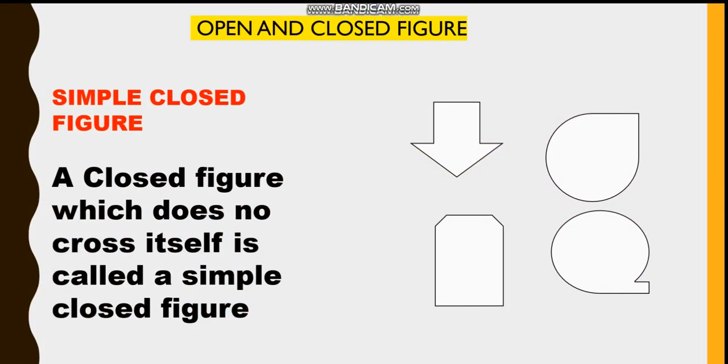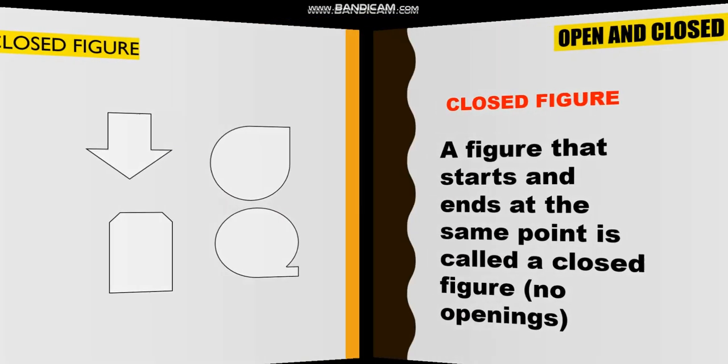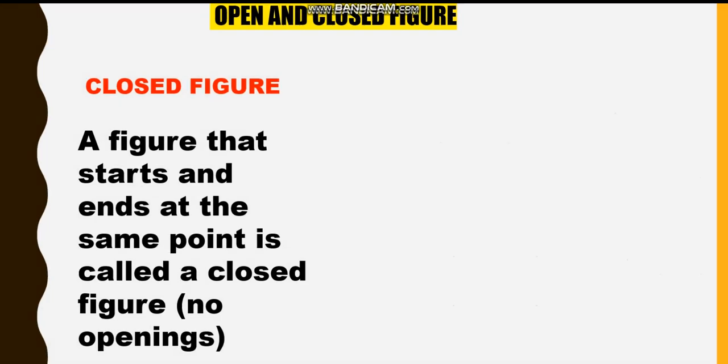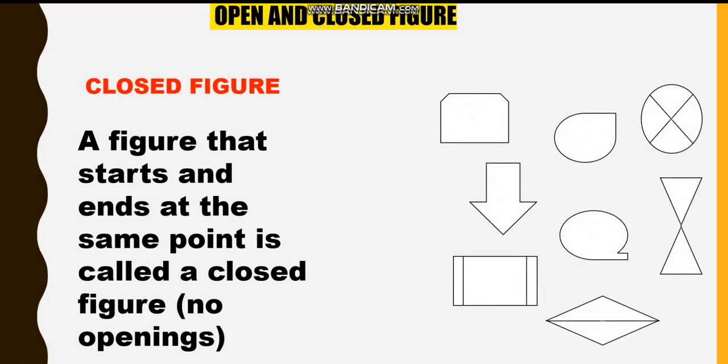Then the next one is simple closed figure. I just want you to look at the previous slide. Look at the closed figures. Can you see the things? Here, all the objects are closed, but some have extra lines, which means the lines cross inside. But if it is a simple closed figure, no line should cross inside. So that is known as a simple closed figure.